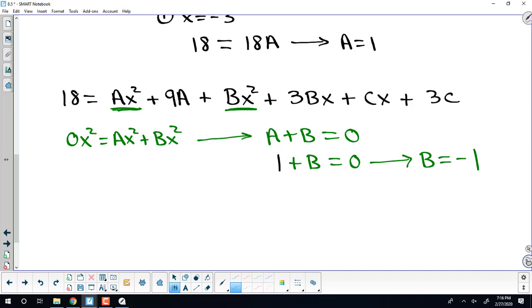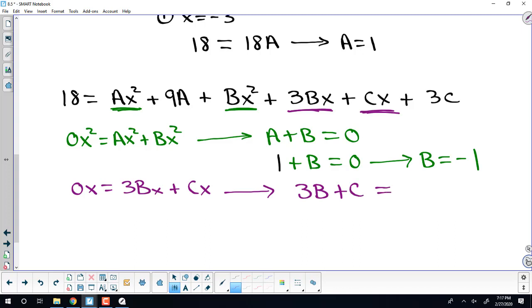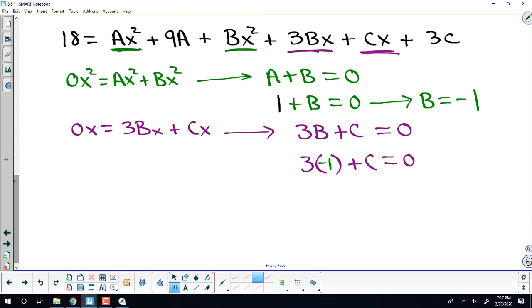So the easiest, I think, I guess there's two other equations we get from this. The x terms: 3bx plus cx, that's also 0. And then that tells us that 3b plus c is 0. And we know b is -1. So 3 times b plus c is 0. -3 plus c is 0. So c has to equal 3. So we have our a, b, and c.